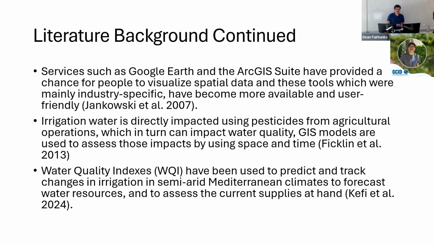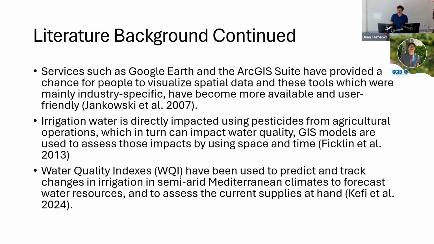Irrigation water is directly impacted by agricultural operations. So pesticide use is very, very apparent in the area, and it affects your water quality and even your land cover too. And so this could also be used to think of that space and time model as well.